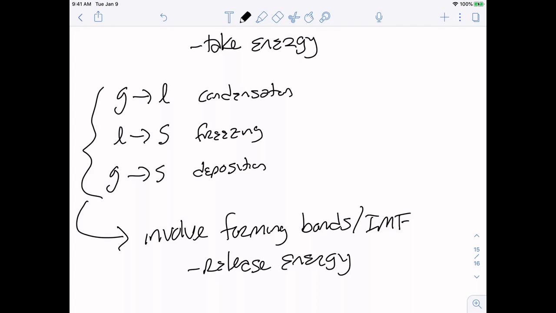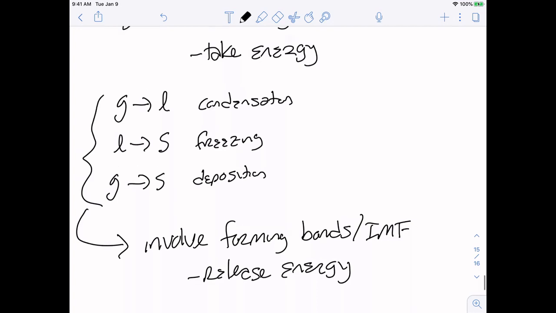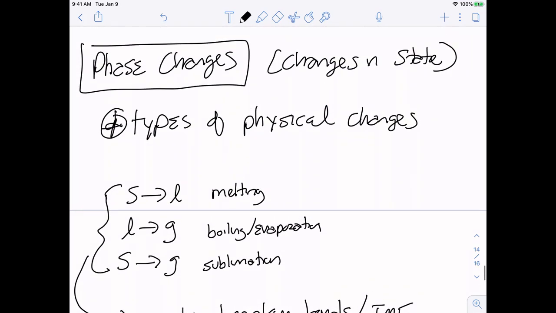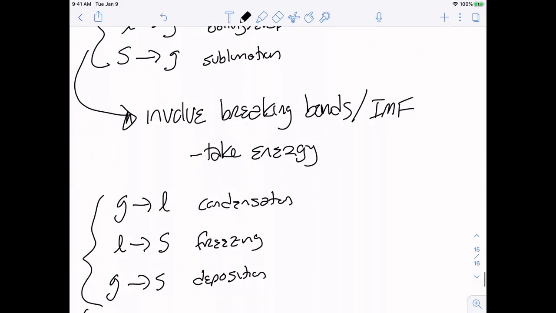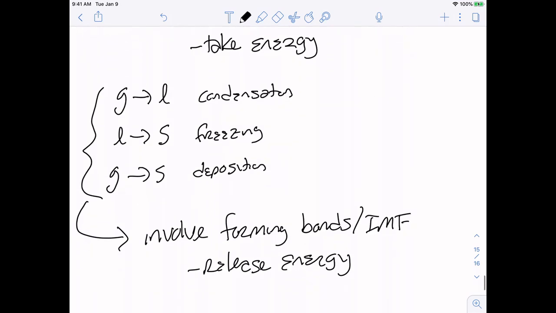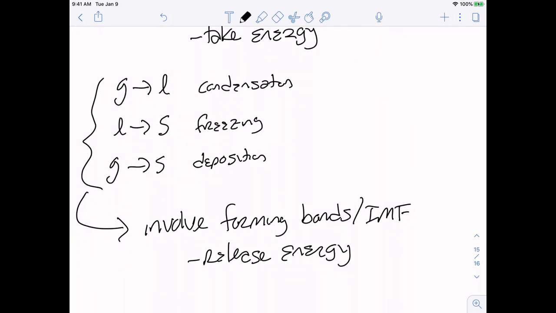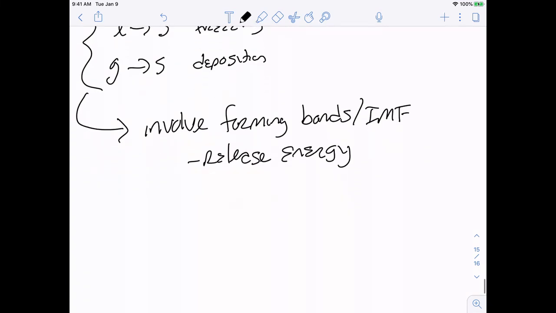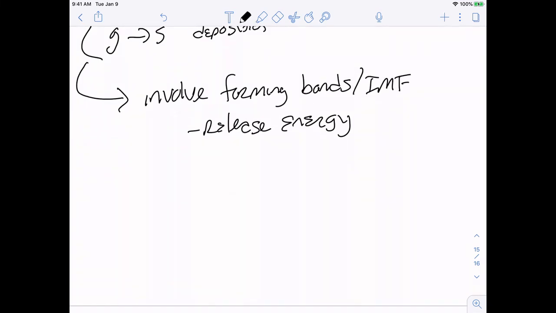So be familiar with the names for the different phase changes. Know that phase changes are a type of physical change. And then know which ones involve making connections, which ones involve breaking connections. It takes energy to break them. We release energy when we make them. The other thing that I want us to know are the points. So something's boiling point. So not just the process of boiling, but the actual point at which it boils.